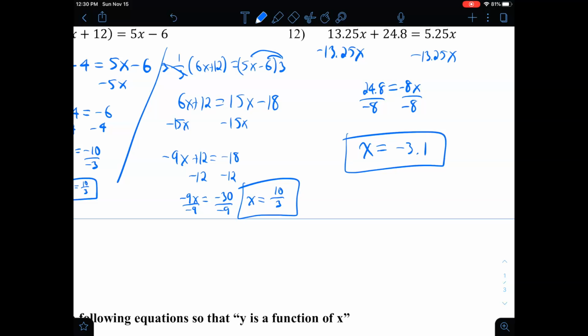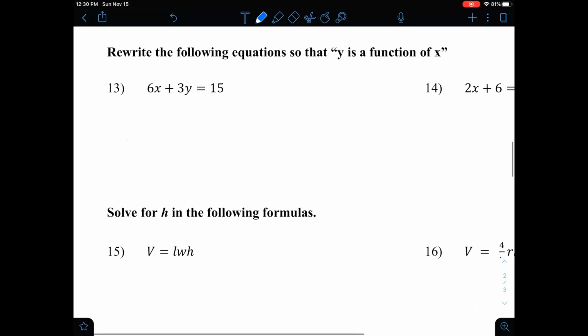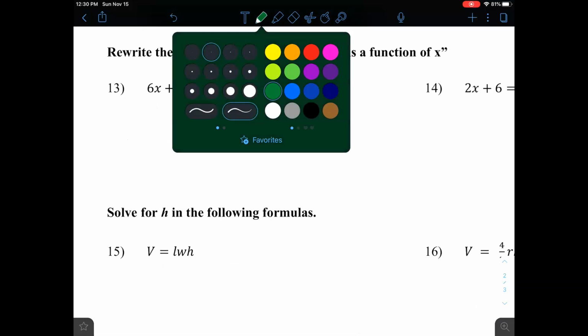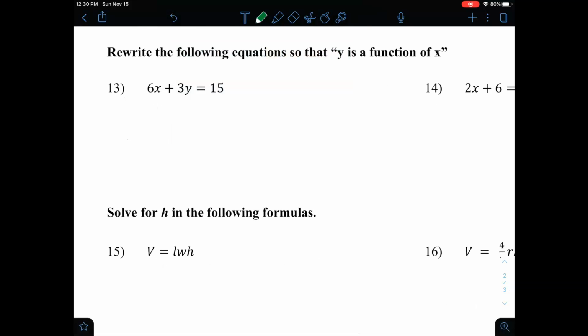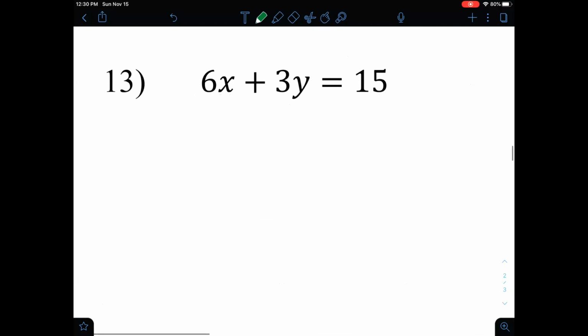Okay, moving on. So we've got a couple pages to go. Well, these next ones shouldn't be as long, I hope. So, all right, number 13. We're going to use green. It says rewrite the following equation so that y is a function of x. What does that mean? Well, that means we need to get y by itself. We need to solve for y.